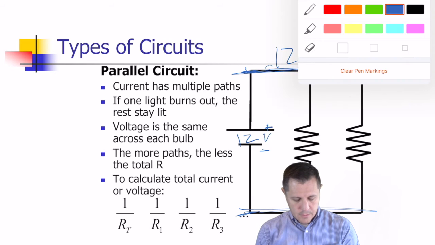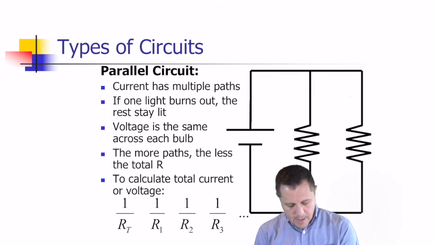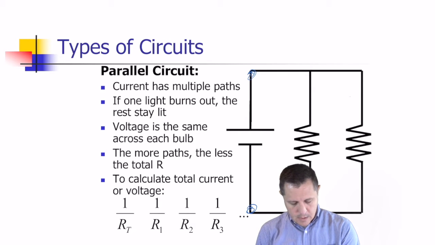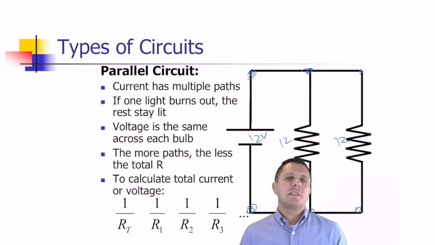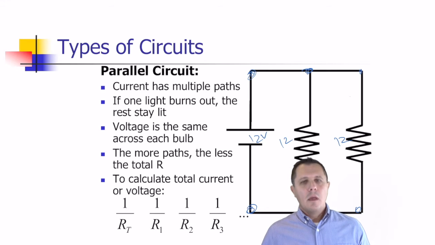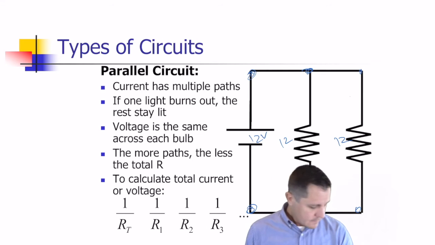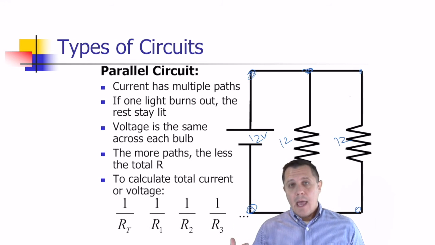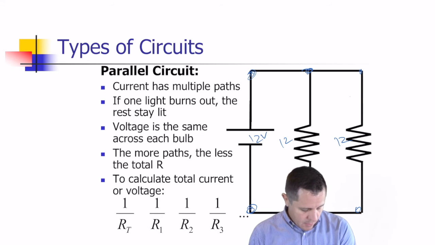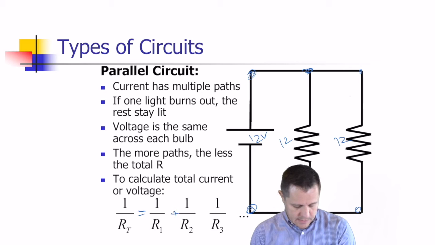So on top here, the difference from this side to that side is 12. If we have 12 volts difference from the top to the bottom, everywhere from the top to the bottom it would be 12 volts also. So if this is 12 volts, this will be 12 volts. That will be 12 volts. So the voltages stay the same with anything in parallel. Now, the more paths we have, the less total resistance.